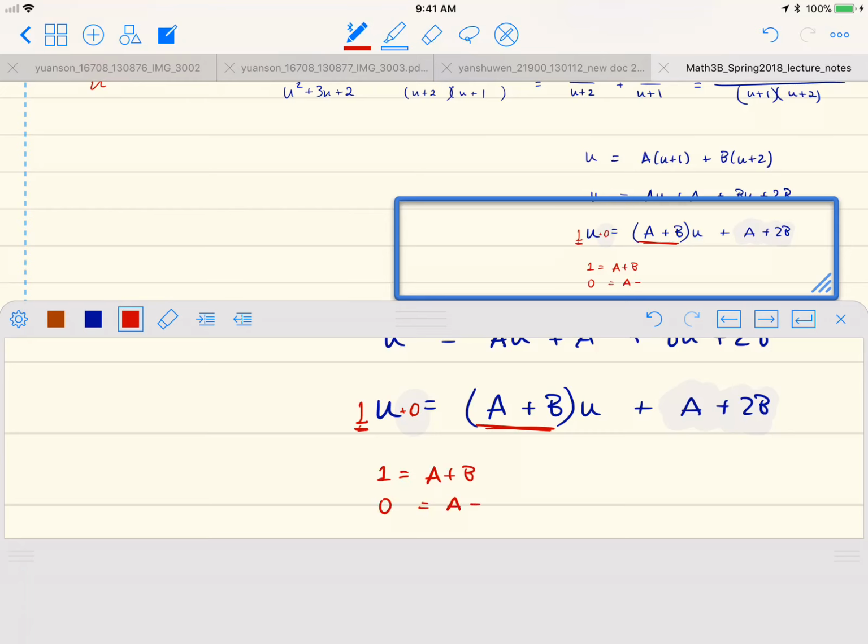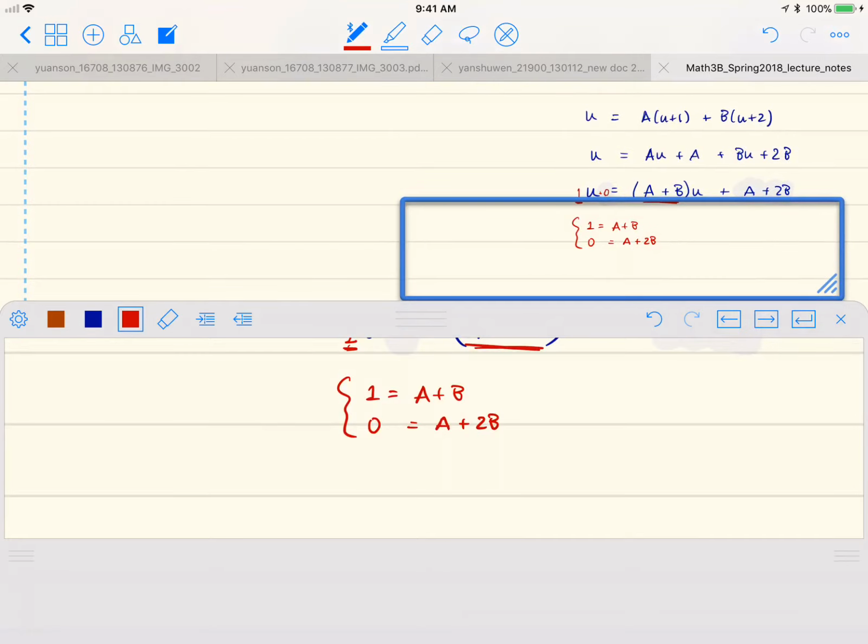0 is equal to a plus 2b. So I've got a system of equations, two unknowns. How do I solve them? I'm going to solve by substitution. Let's just do that. From this second equation, I get that a is equal to negative 2b.